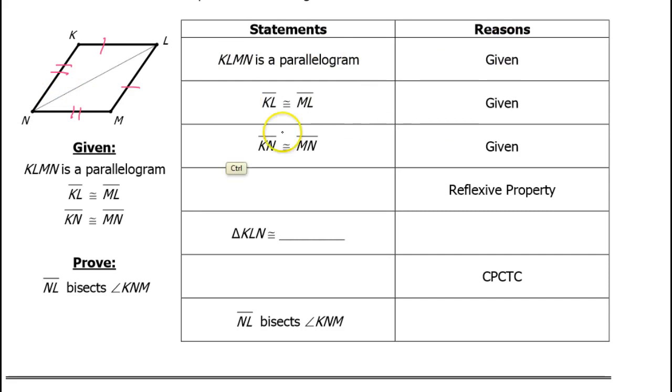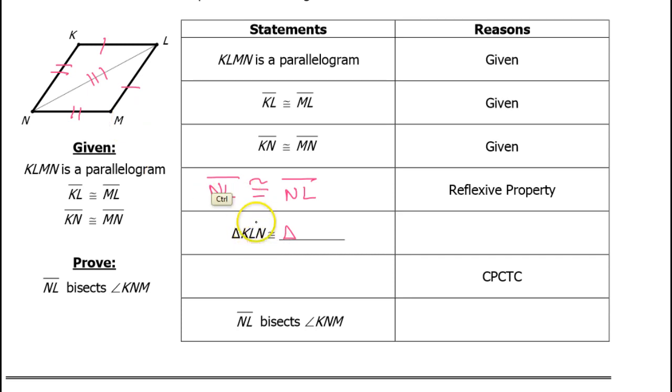Let's see. So the given is all listed here. Now they mention the reflexive property. Can you guess what I'm going to put right here? I'm going to mention the shared side, NL. So NL is congruent to NL, because that's how the reflexive property works. Now it's time to say that the triangles are congruent. So be careful of the order.